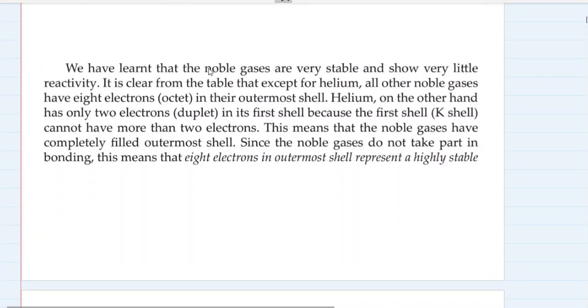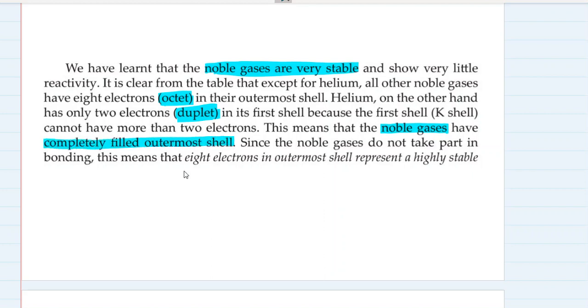Noble gases are generally very stable and show very little reactivity. Actually, they do not show any reactivity, but in some cases they exhibit some characteristic properties, and that's why it is written as little reactivity. It is clear from the table that except for helium, all other noble gases have 8 electrons in their outermost shell, which is known as an octet. Helium, on the other hand, has only 2 electrons in its first, outermost shell, which is known as a duplet, because the first shell cannot have more than 2 electrons. This means that noble gases have a completely filled outermost shell.